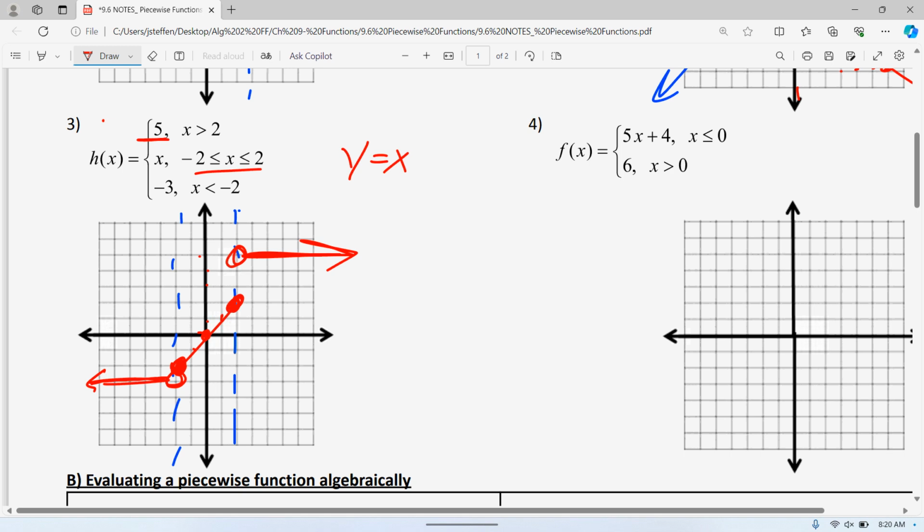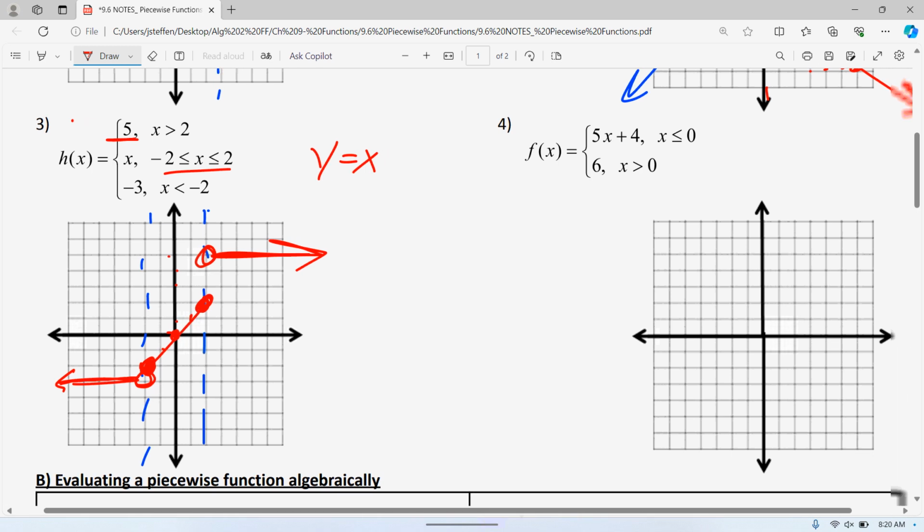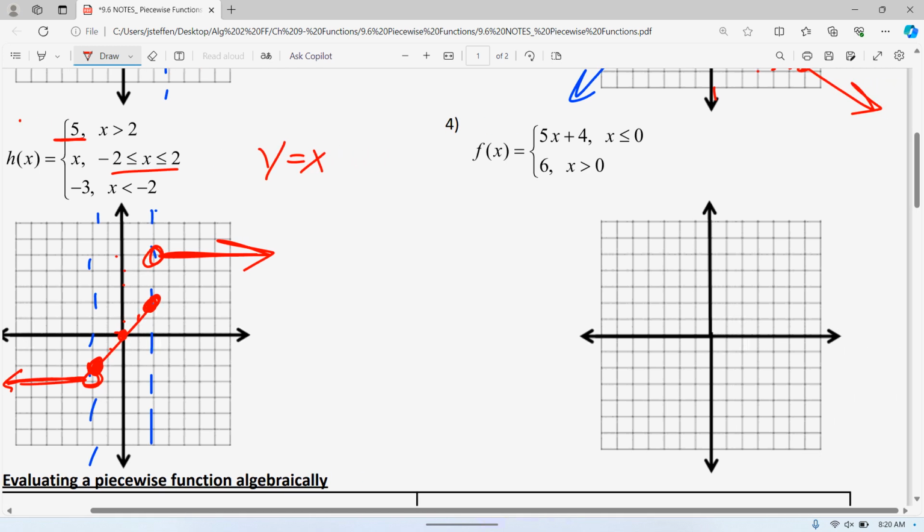A lot going on. Keep in mind, you know how to do these already. You just have to make sure your sections lead with where each section needs to be. Go ahead, do number 4 on your own, and I'll give you about a minute or two, and then we'll look at that one.